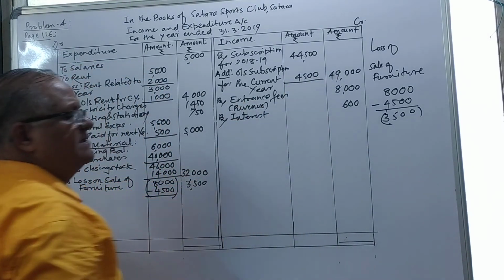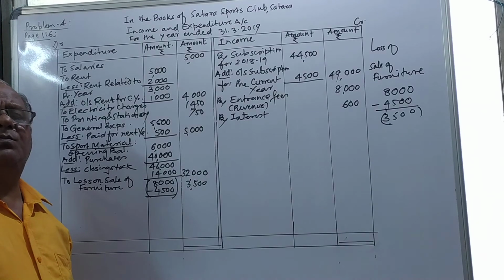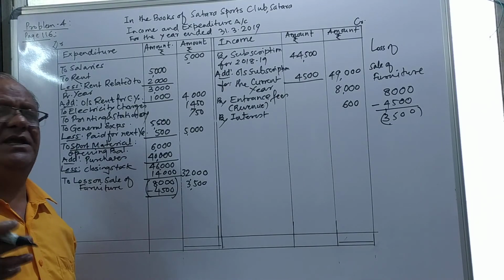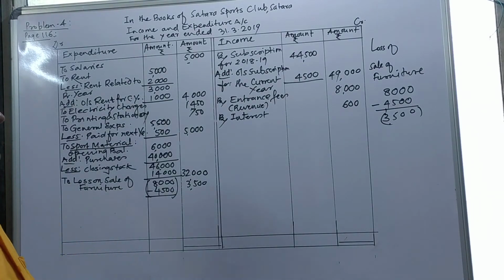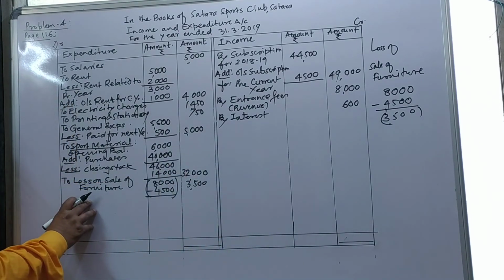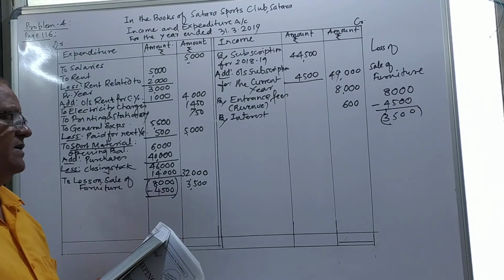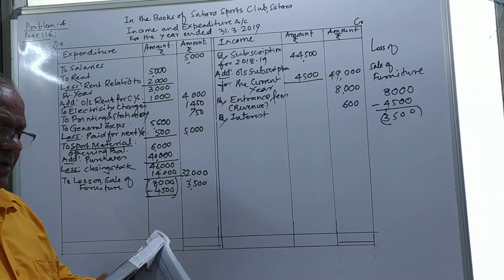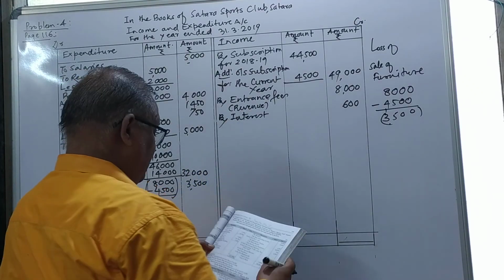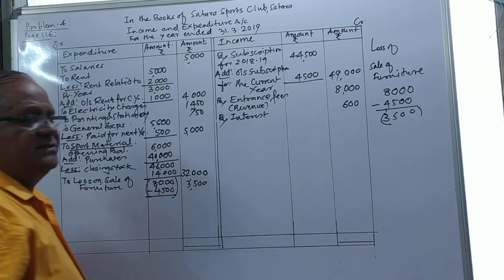Then the entrance fees given in the adjustment, you can treat as revenue in nature. Revenue means the income which is recurring, receiving again and again. Because revenue income is recorded on the income side, revenue expenses can be recorded only on the expenditure side. So like this, entrance fees are revenue. And there is interest here. I record this interest which is received, that is 600.